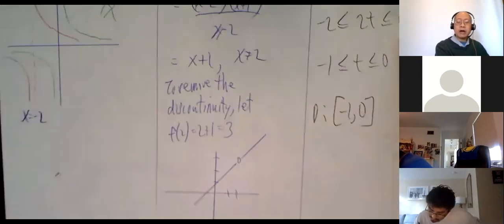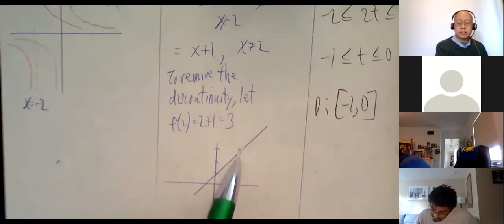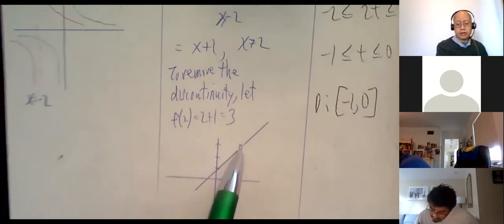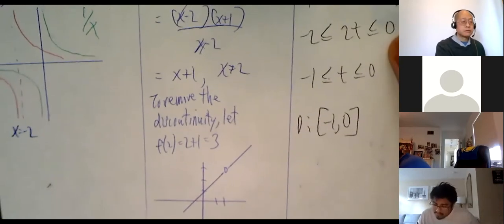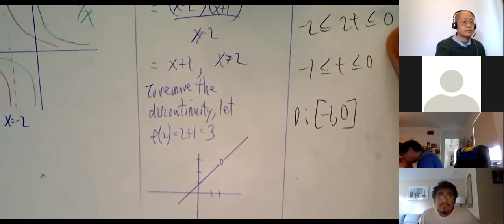So now how do I plug up the hole? How do I remove the discontinuity? Define f of 2 to be equal to 3. And there it is, that plugged up the hole. So that's how that one works.